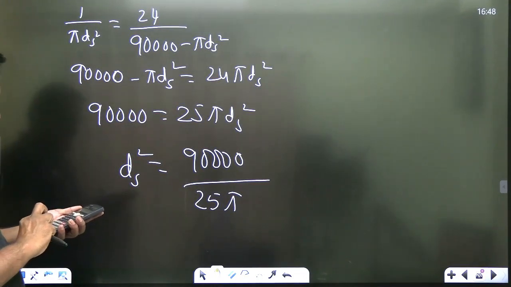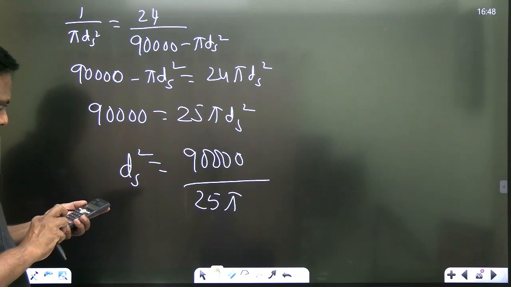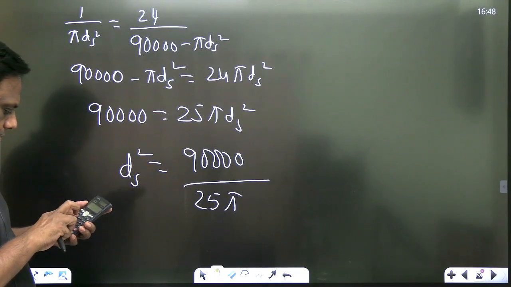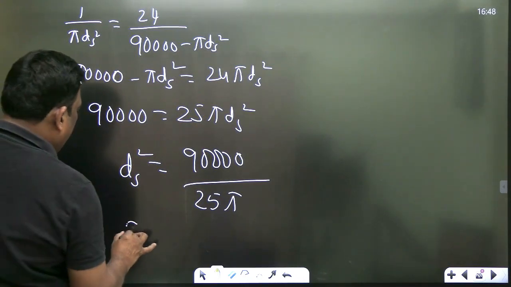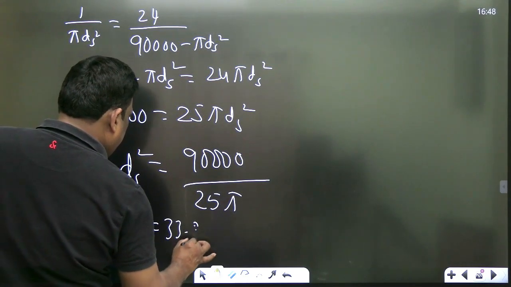If you want d, let me calculate it. It will be 90,000 divided by 25 pi, and we get 33.85. So the diameter of steel is 33.85 mm.